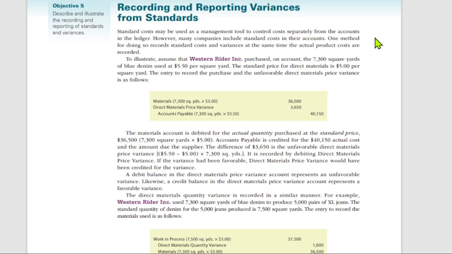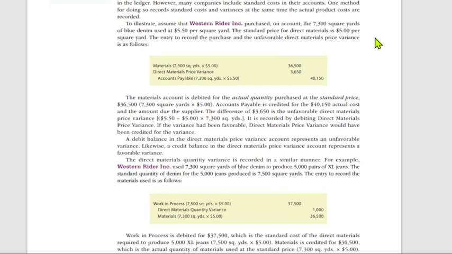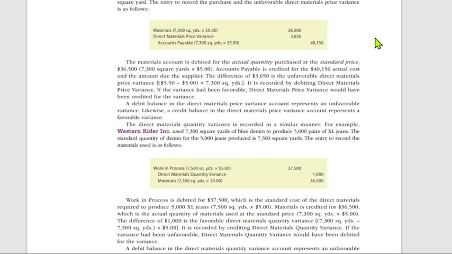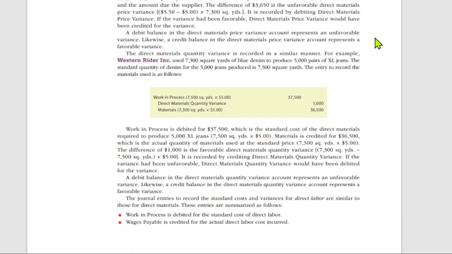Kumbaga pag tinotal mo yung T account ng standard cost, mako-compare mo kaagad dun sa actual at ma-generate agad natin yung variance on a particular item. For example, material, labor, or overhead variances. Just look at this example. Debit materials, debit direct material price variance. So, naka-indicate kaagad yung variance and credit accounts payable. Same is true with this, debit work in process, credit direct material quantity variance, and credit materials.